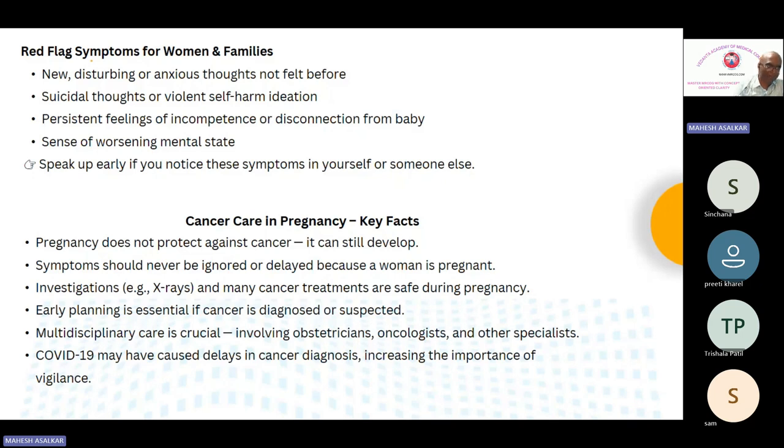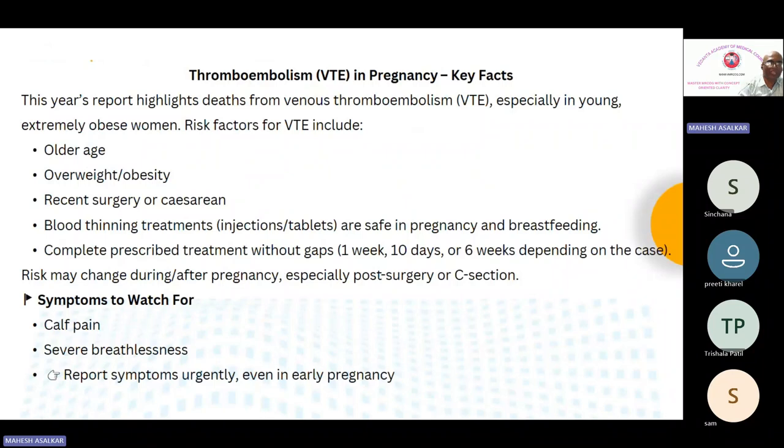It can still develop. Symptoms should never be ignored or delayed because a woman is pregnant. Investigations like X-rays and many cancer treatments are safe during pregnancy. Early planning is essential if cancer is diagnosed or suspected, and always multidisciplinary care, which is crucial, involving obstetricians, oncologists, and other specialists. COVID-19 may have caused delays in cancer diagnosis, increasing the importance of vigilance. So, diagnosis and treatment should be continued even during pregnancy unless contraindicated.